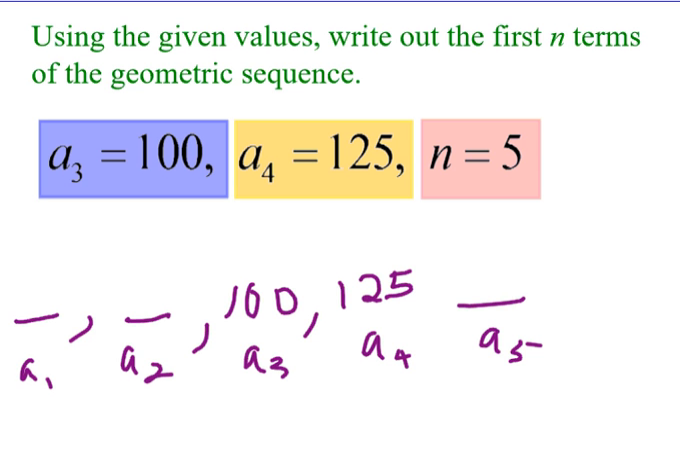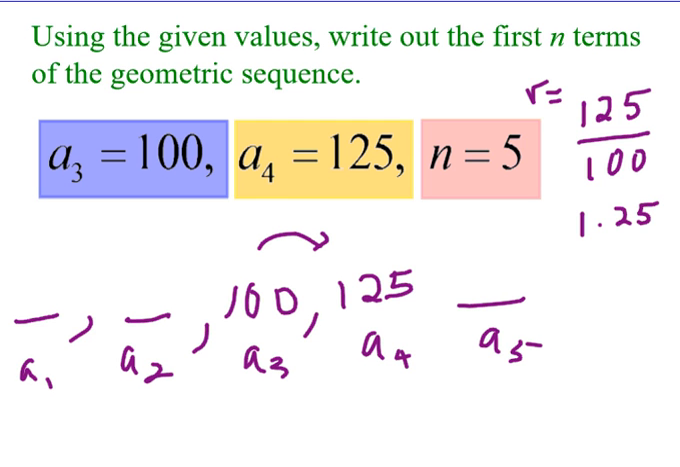So what I need is I need to find that common ratio. And to do that, I need to know, how do I go from 100 to 125? And so I'm going to take the next term in my sequence. So in this case, my R, my common ratio, is the next term divided by the term before. And I get 1.25. Right? And so that's how I move to the right, times 1.25. So if I want the next term after 125, I can take my 125 and multiply by 1.25. And I get 156.25.